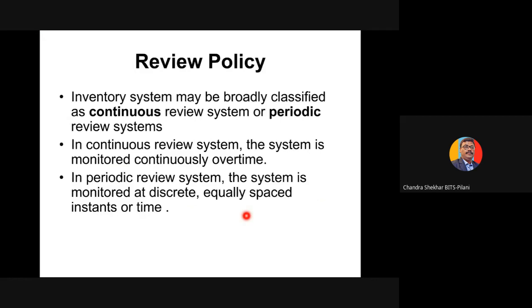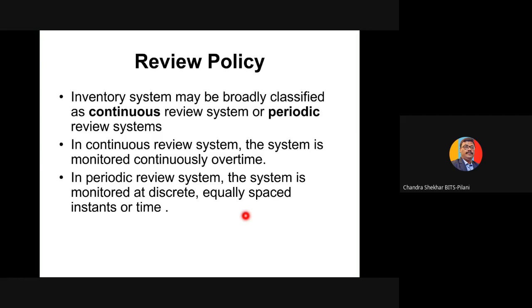Then we have the review policy. Any control system cannot be perfect. Always we have a flaw or imperfection. So with time we have to review so that we can change our policy. That procedure is known as the review policy. The inventory system may be broadly classified as a continuous review system or a periodic review system. Either we can review our system continuously, meaning over continuous time we are reviewing, or we fix some particular period. For example, every Sunday we will analyze the output of the last week. That is periodic, or we can review continuously.